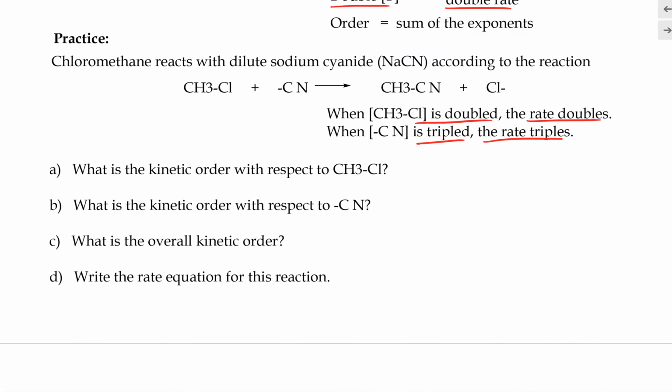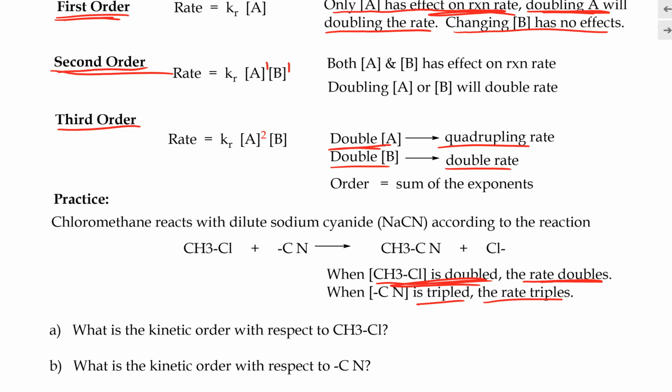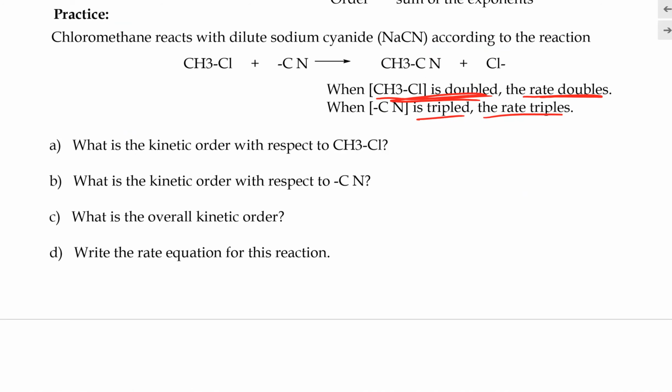So here are a few questions that we need to be able to answer regarding this reaction. What is the kinetic order with respect to the concentration of chloromethane? Here in this case, we saw that when we double the concentration of chloromethane, the rate doubles. So clearly the concentration of chloromethane has an effect on the rate of the reaction. And in this case, this is first order, right? The first order is when you double something and the rate doubles. So that's what the order of reaction would be. With respect to chloromethane, this is first order.